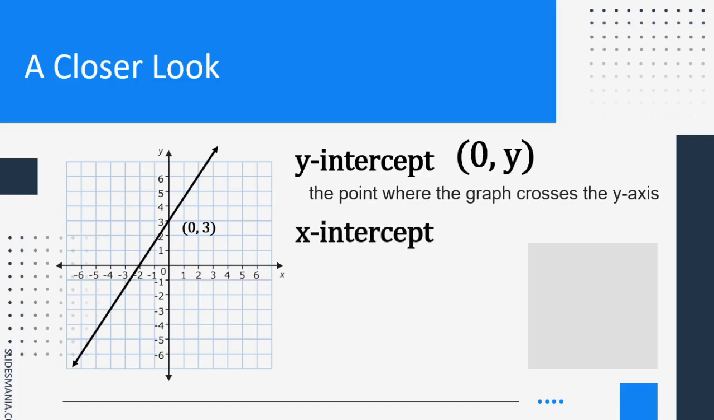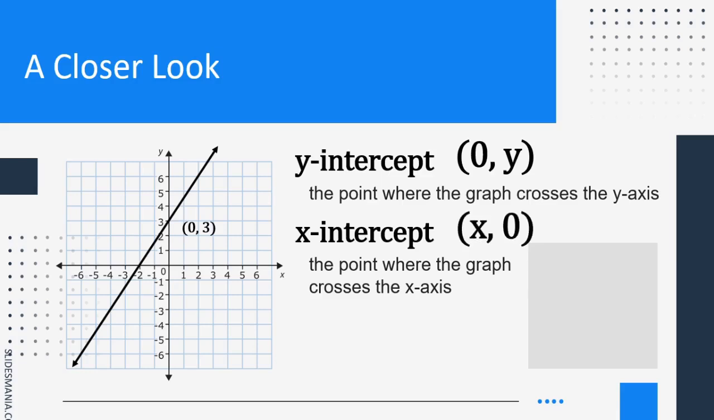Okay? How about the x-intercept? Of course, for the x-intercept, it's the point where the graph crosses the x-axis. Again, our x-axis is the horizontal line. So, where does it cross? For it to cross our x-axis, our y must be 0. And then, we look for the value of x, which is, where does it cross? Negative 2. So, our point is negative 2, 0. That is our x-intercept.